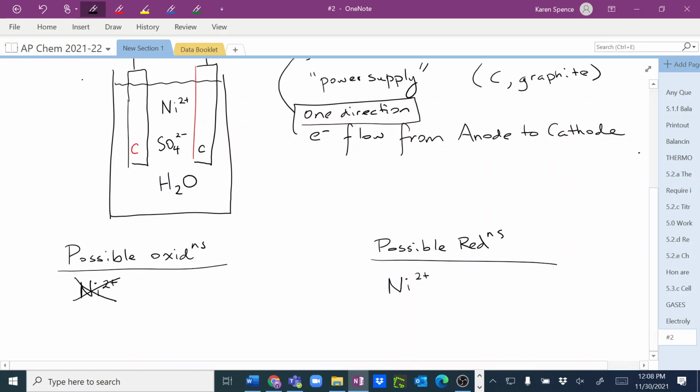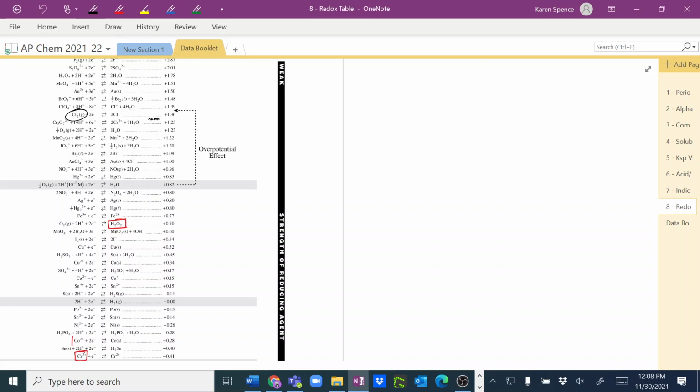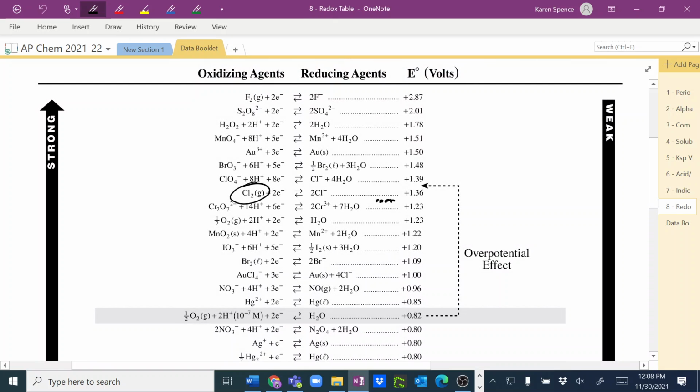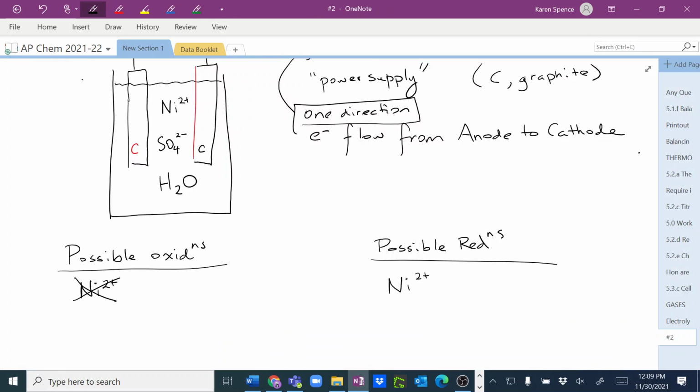How about sulfate? Well, sulfate I probably would want to look on my table because it's a bit more complicated. Yes, so let's check our data booklet and let's look for sulfate. So sulfate, if it's over on that right-hand side, it can get what? Oxidized or reduced? Oxidized. So SO4 is possible to get oxidized. So I will write it in my possible oxidations.